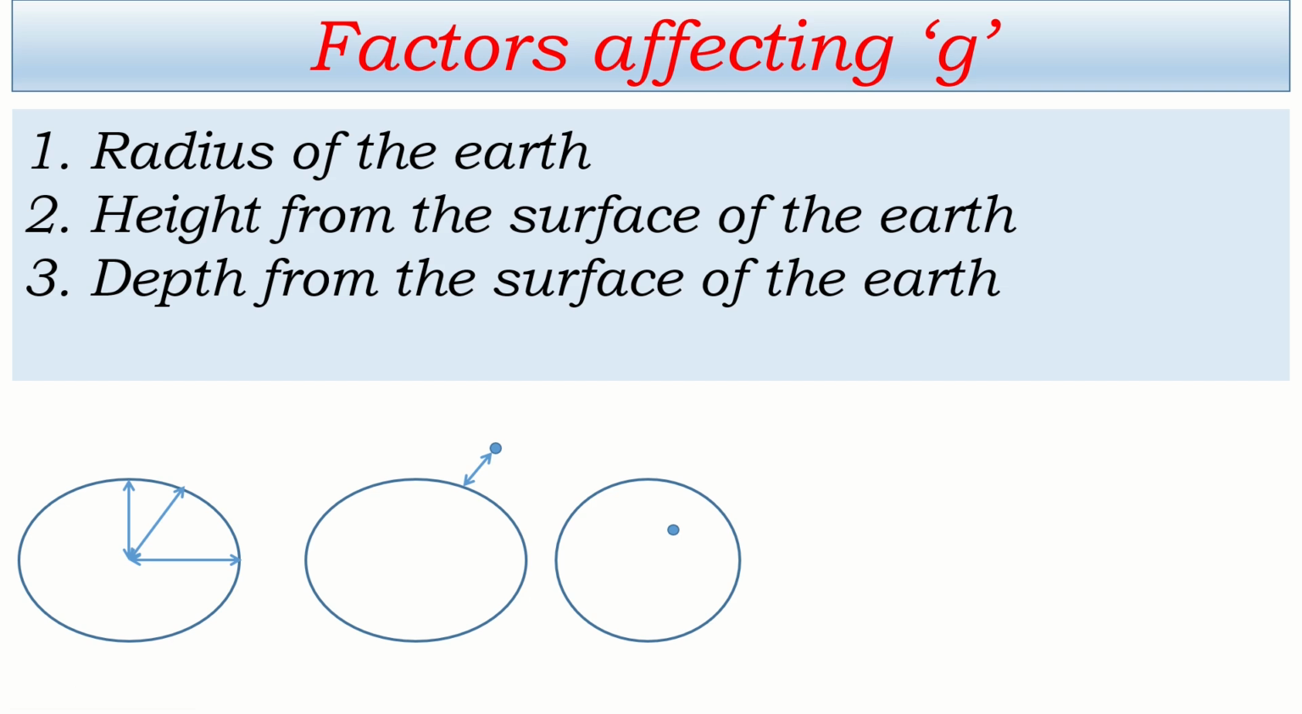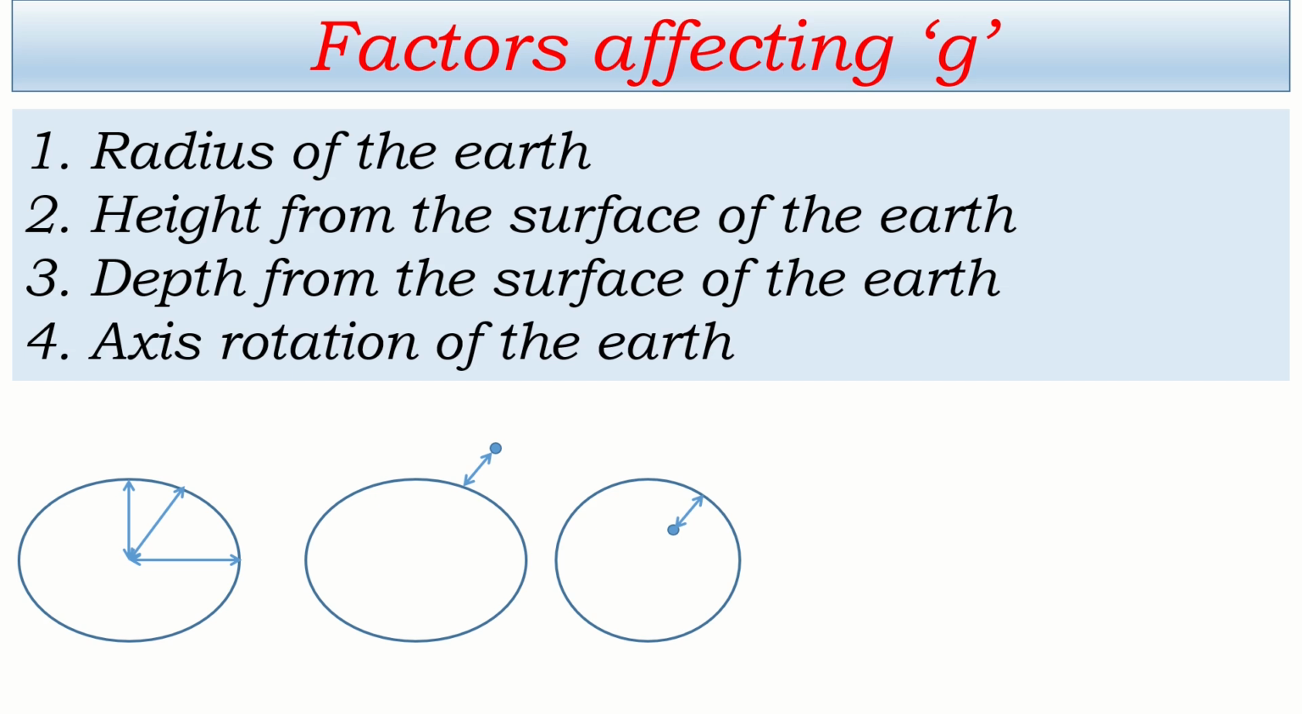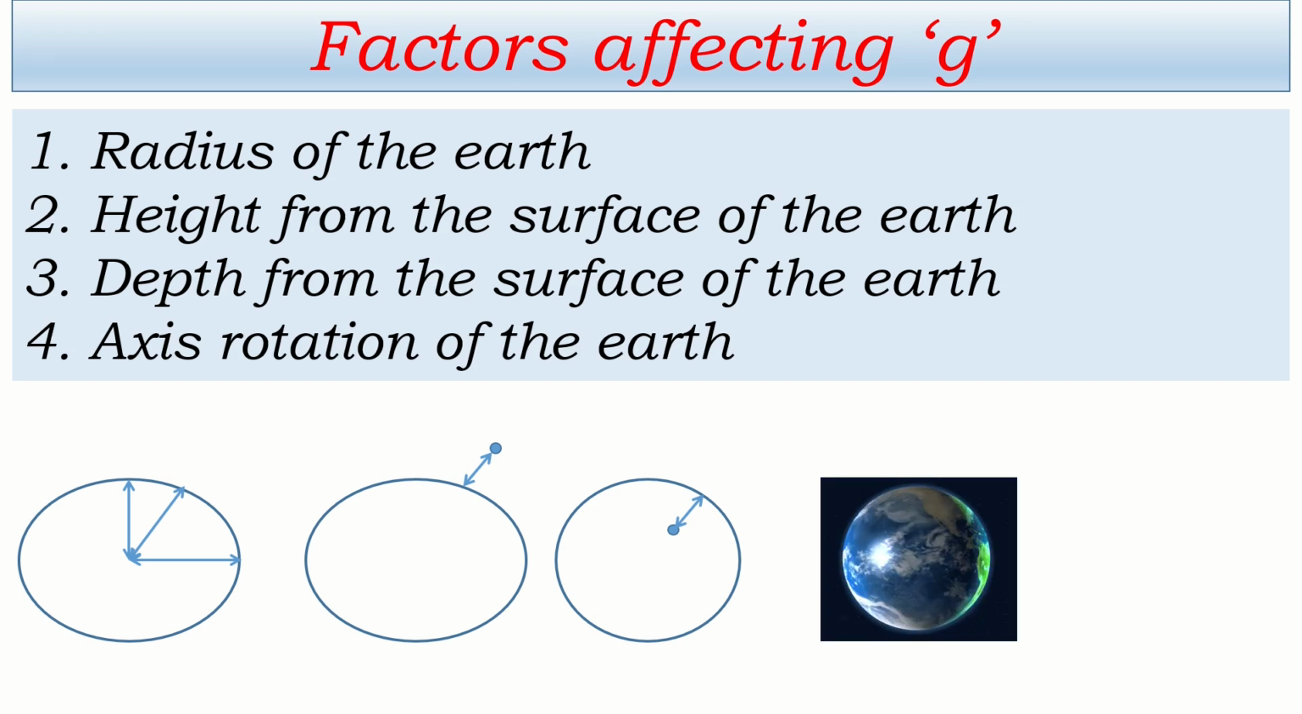This way, g is maximum on the surface of the earth. Okay, axis rotation of the earth. Earth is rotating like this on its own axis. Because of this rotation, the value of g is less. Later we'll discuss this also. Okay, let's go to another part.